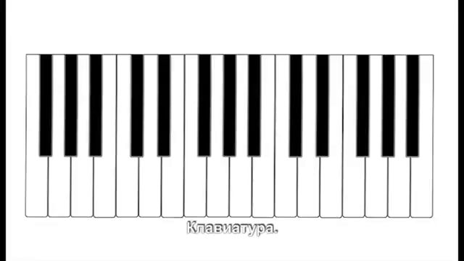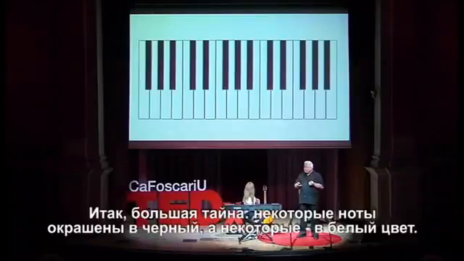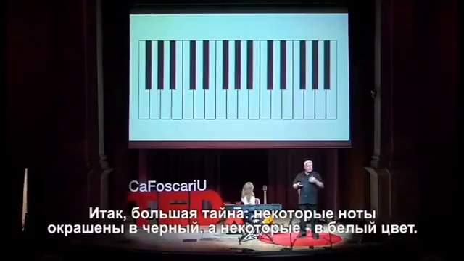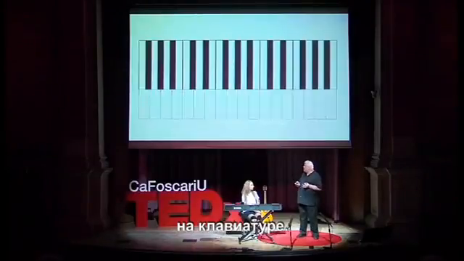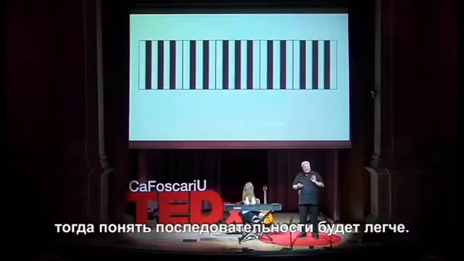The keyboard. One of the big mysteries: some of the notes are colored white, some of them are colored black. This is simply to make patterns on the keyboard easier to recognize. This is the secret. If you cut off the bottom part of the key so that they're all the same length, it's much easier to understand patterns.